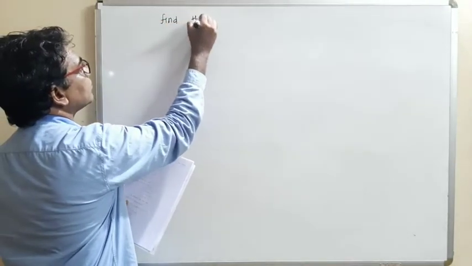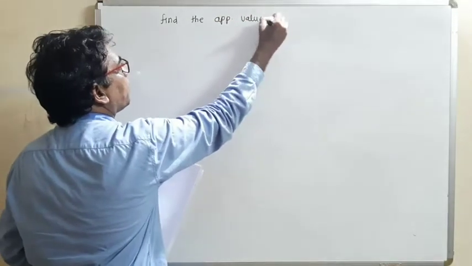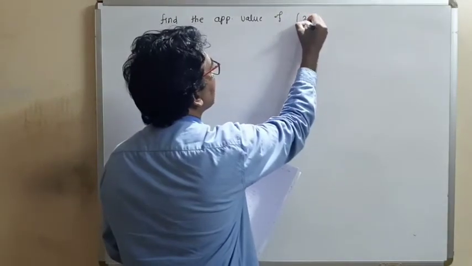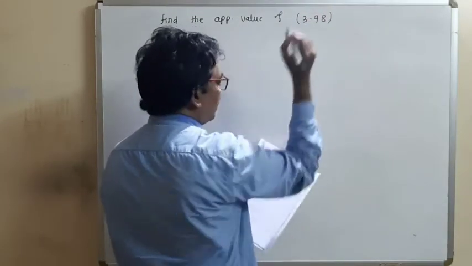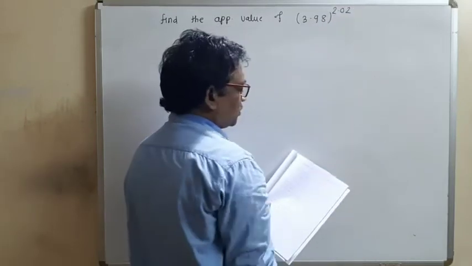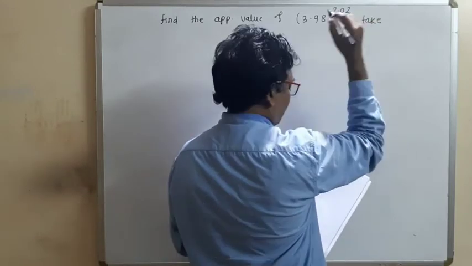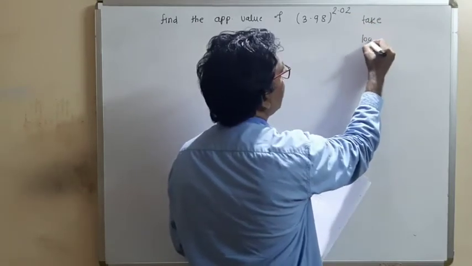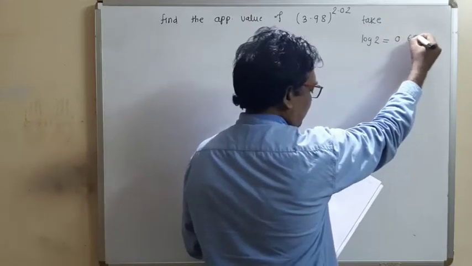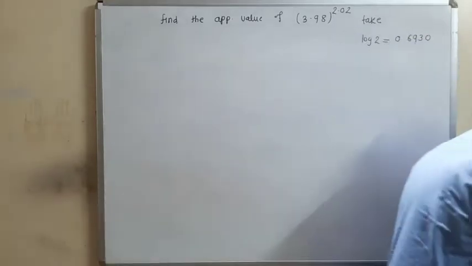Find the approximate value of 3.98 raised to 2.02, and this is the given value. Take log 2 is equal to 0.6930. So this is the given value.